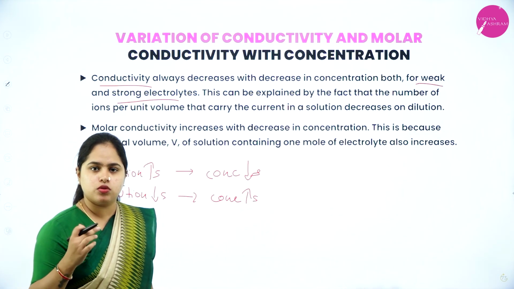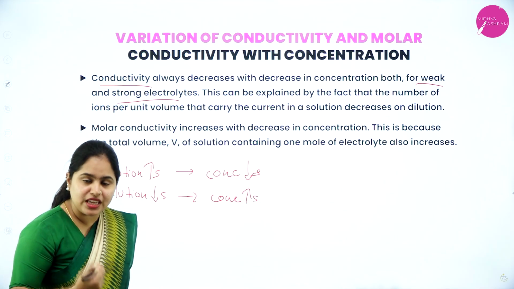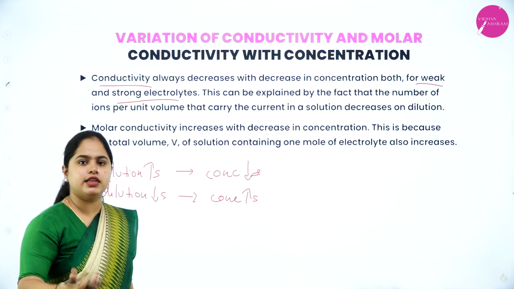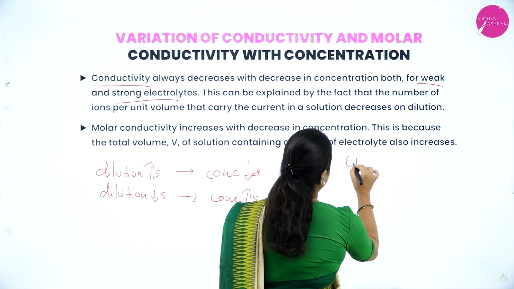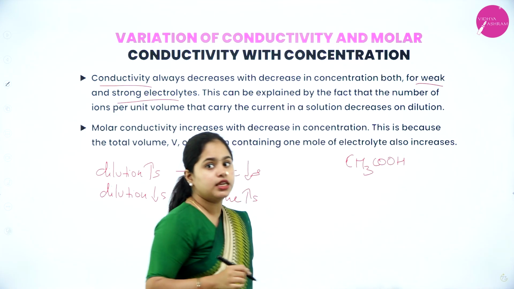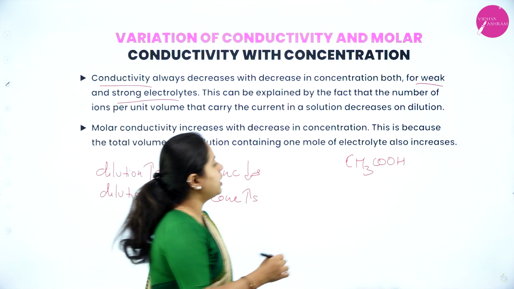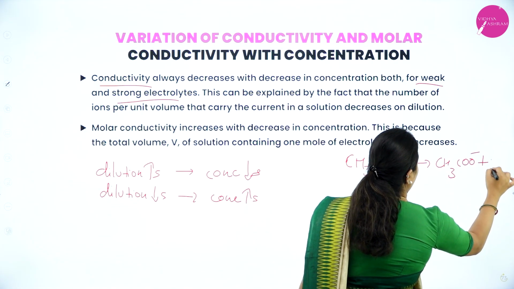Strong electrolytes are those electrolytes which completely dissociate into their ions. And weak electrolytes do not completely dissociate into their ions. For example, a weak electrolyte is CH3COOH. So what happens to this? When it dissociates, you get CH3COO minus and H plus.